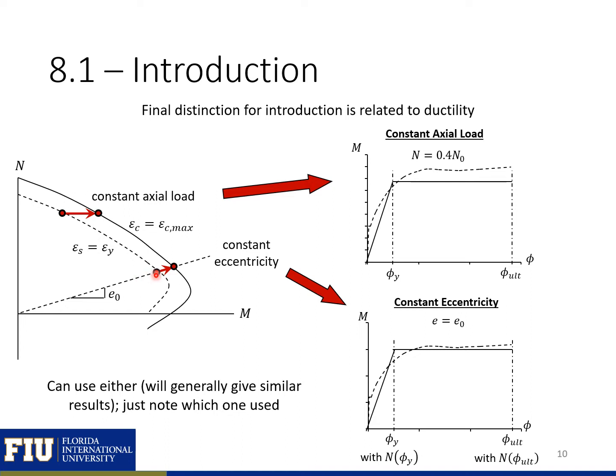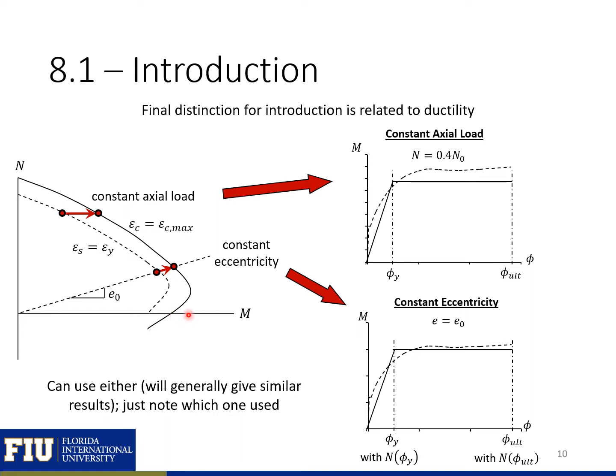Then at some point, we would reach a curve here that would represent when our steel would yield. So all the points that lie along this line are a combination of moment and axial load that would cause yield of the steel in our column. Then the next point, or this solid diagram here, would represent the failure of our column. So a combination of moment and axial loads that would cause failure of the column.